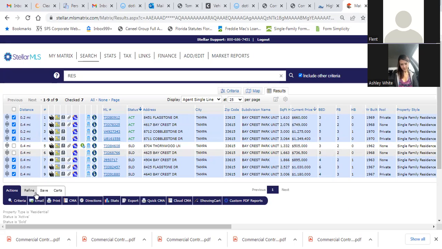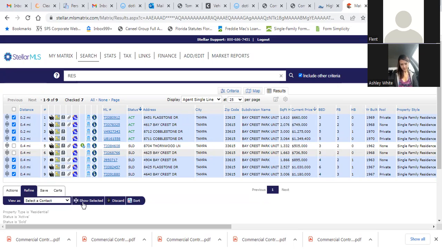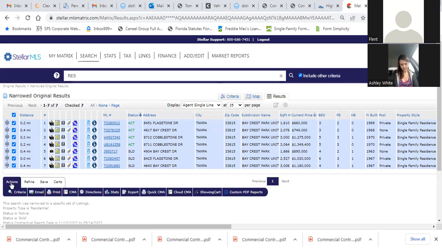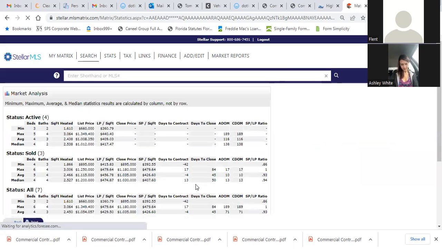And so now I want to refine it, show selected. And so here's something that I use as just a little bit of a cheat sheet. I go to actions, I go to stats, and then I go to tabular. And this gives me my days to close. So if I price it, and I know that they're looking for something to close pretty quick, then I tell them, look, this is about where we have to price it. At $456 a square foot.